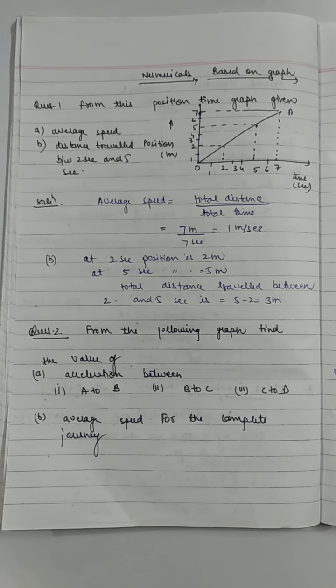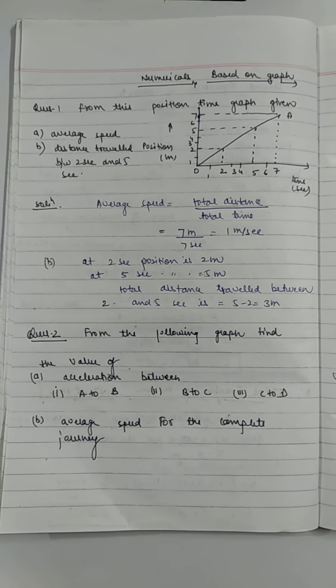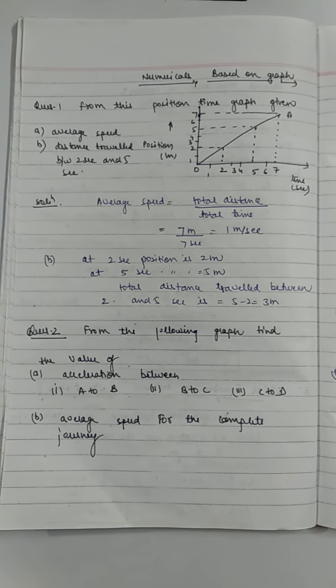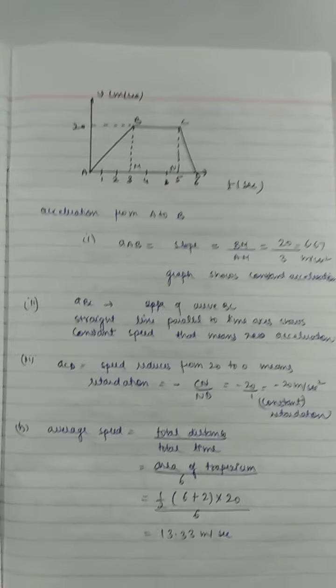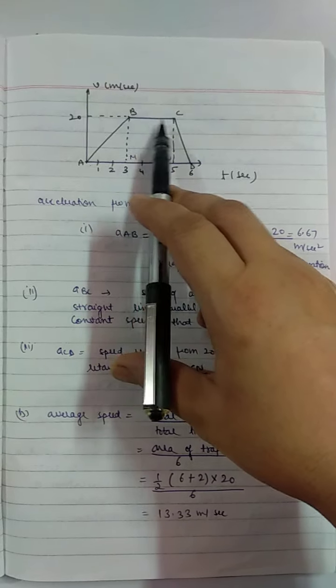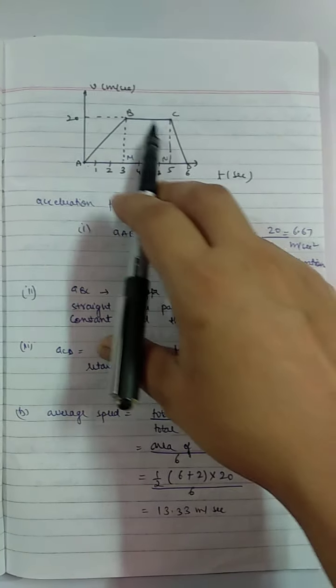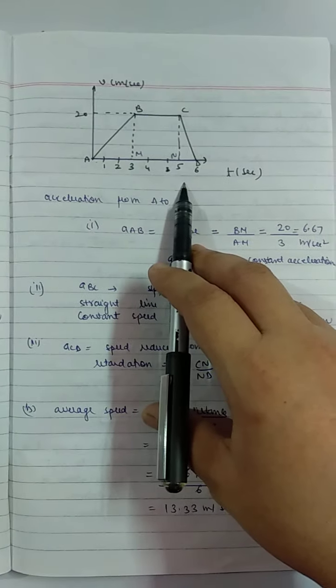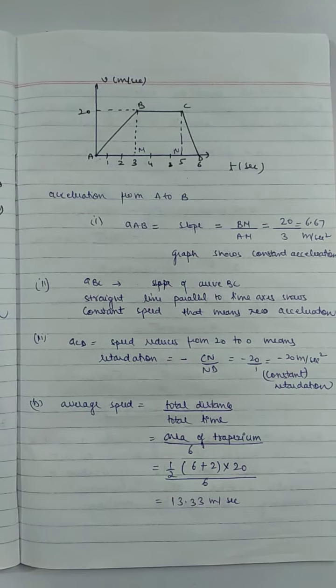Now the second question is, from the following graph that will be shown to you later, you need to find out the value of acceleration between A to B, B to C, C to D, and the average speed for the complete journey. This is your graph, and in this graph you need to calculate the value of acceleration from A to B, B to C, C to D, and the overall speed or average speed during the entire journey.